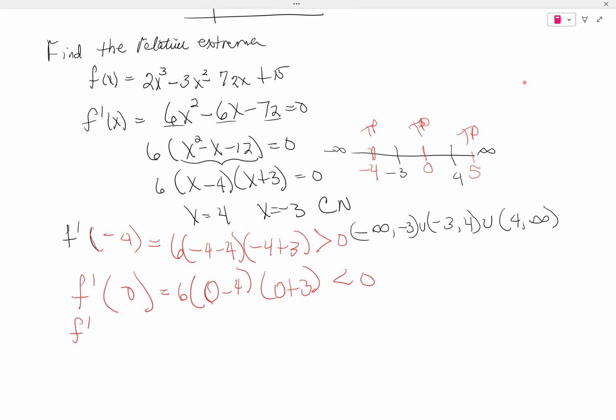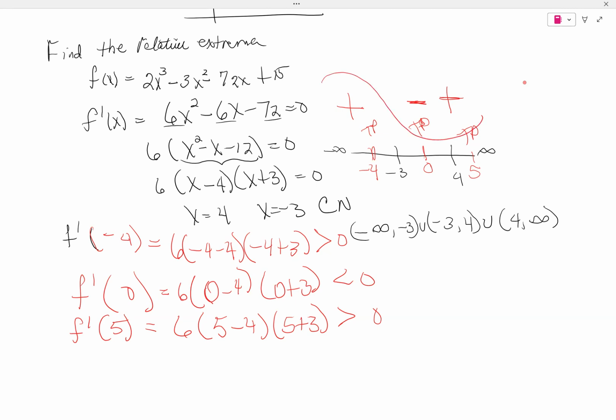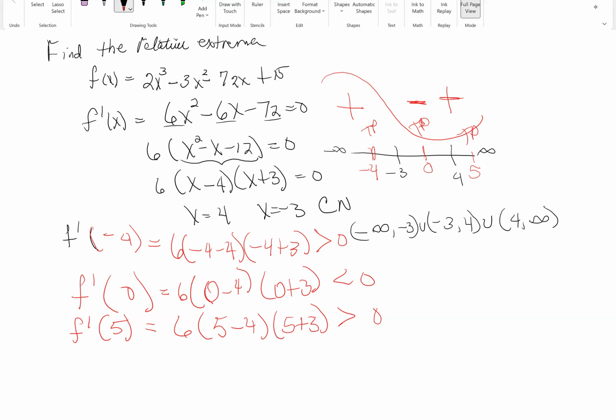And again, that first derivative, given 5, I'll do 6 times (5 minus 4) times (5 plus 3), and that's going to give me a value greater than 0. So as I'm thinking of the critical numbers, I have a positive association here, a negative association here, and a positive association here. So when I look at my figure and I graph it, I'm going to get something that should look something like this. Okay, and so what you want to do then is, let's go ahead and graph this on Desmos.